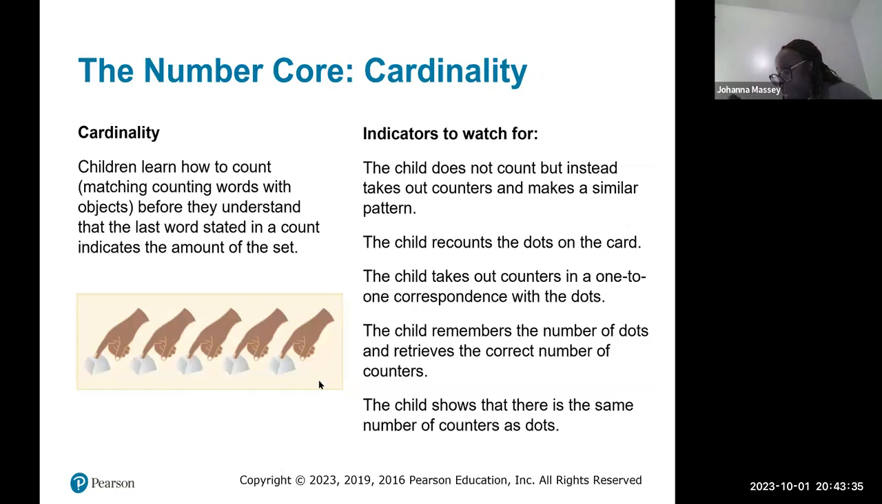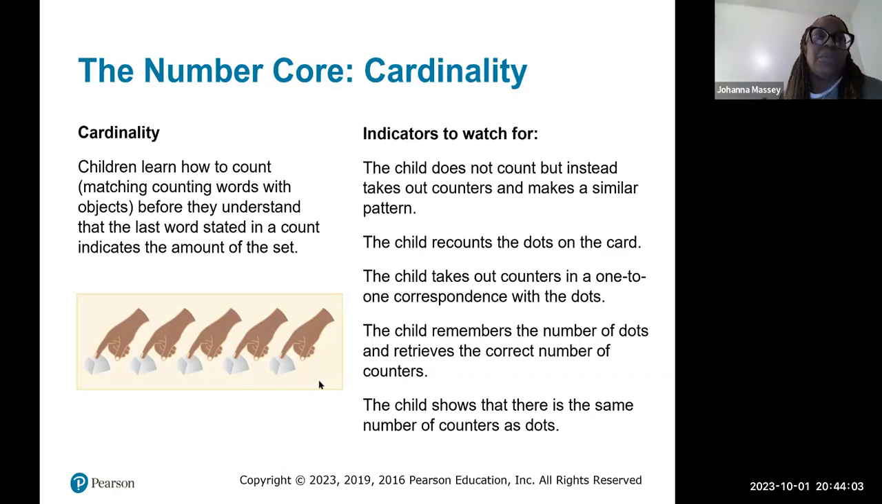Now, here's another number core, and it's cardinality. So we got quantity and an ability to supersize, counting, and now we got cardinality, and all that is in the number core. So, cardinality is children learn how to count, matching counting words with objects. We talked about that earlier. That's part of the process. Before they understand that the last word stated in a count indicates the amount of the object set.